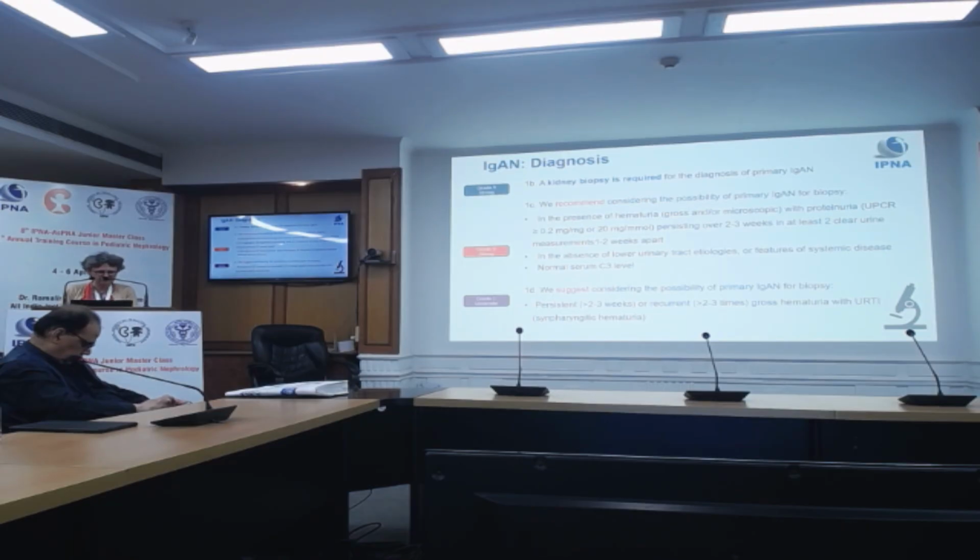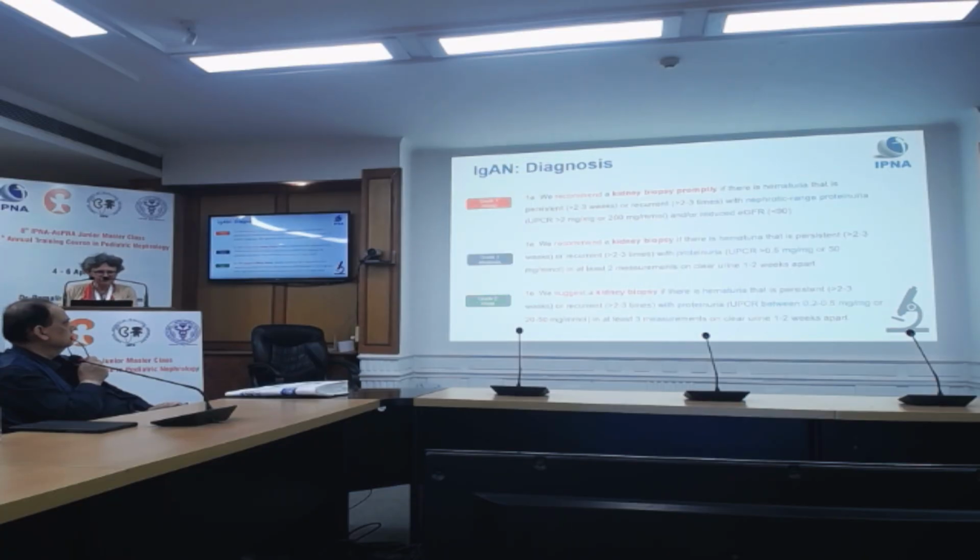We suggested to consider this if the patient has, in addition to this, persistent or recurrent gross hematuria with an upper respiratory tract infection, what is called synpharyngitic hematuria. And we know that this is a classical presentation of IgA nephropathy in children. However, it can be present in, for example, post or intra-infectious forms of GN as well. We recommended to perform a biopsy promptly if, in addition to the hematuria that is persistent or recurrent, there's nephrotic range proteinuria or reduced eGFR. That's pretty obvious. We recommended to perform it also if the proteinuria is significant, above 0.5, and at least 2 measurements 1 to 2 weeks apart.